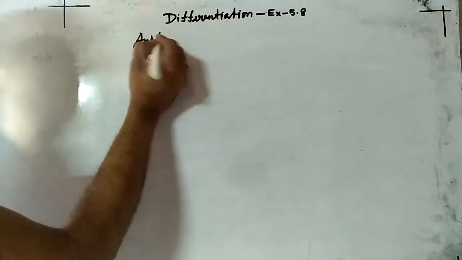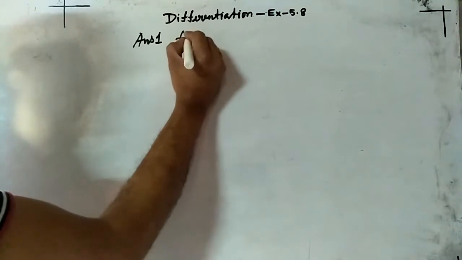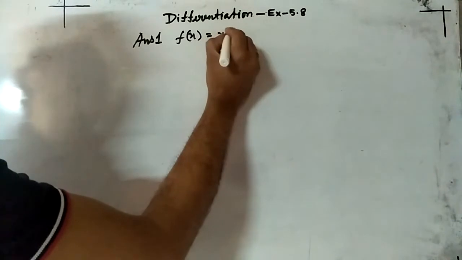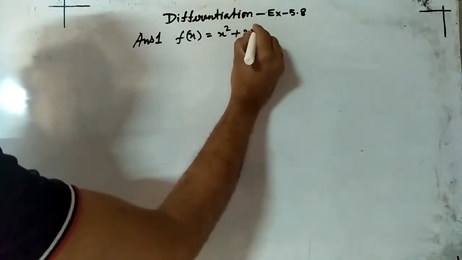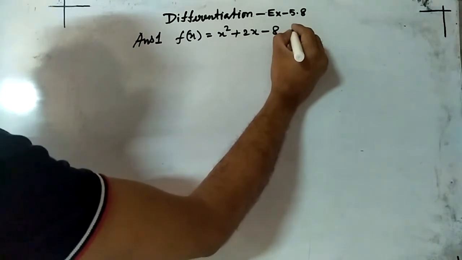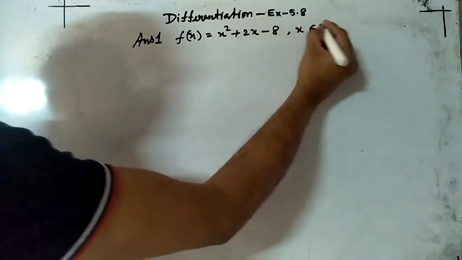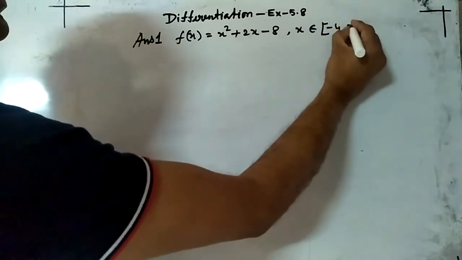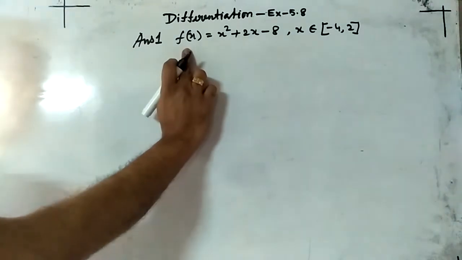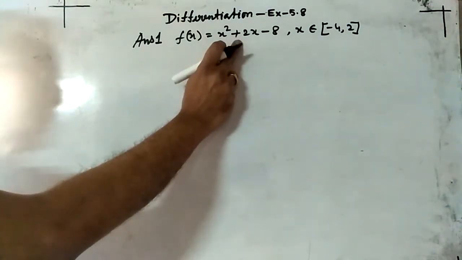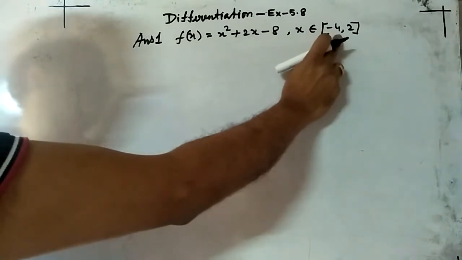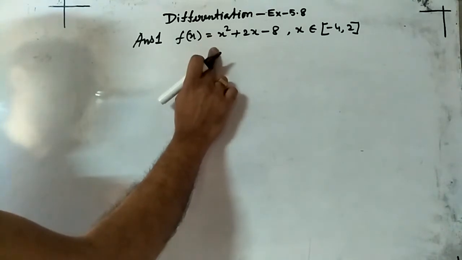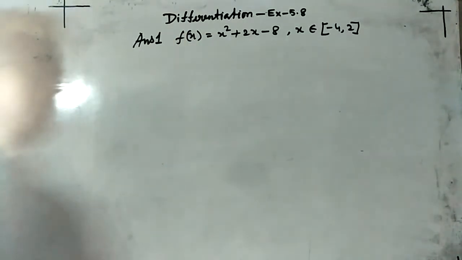Answer 1. f(x) is given: x square plus 2x minus 8, where x belongs to closed interval [-4, 2]. This is a function, and what type of function is it? It is a polynomial function, defined on closed interval [-4, 2]. We have to verify Rolle's theorem, that means we have to check whether we get f dash c equals 0 or not.